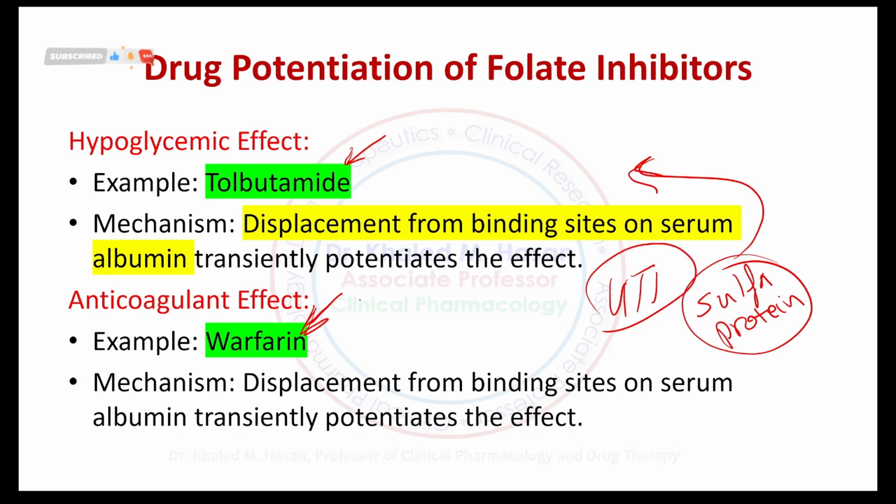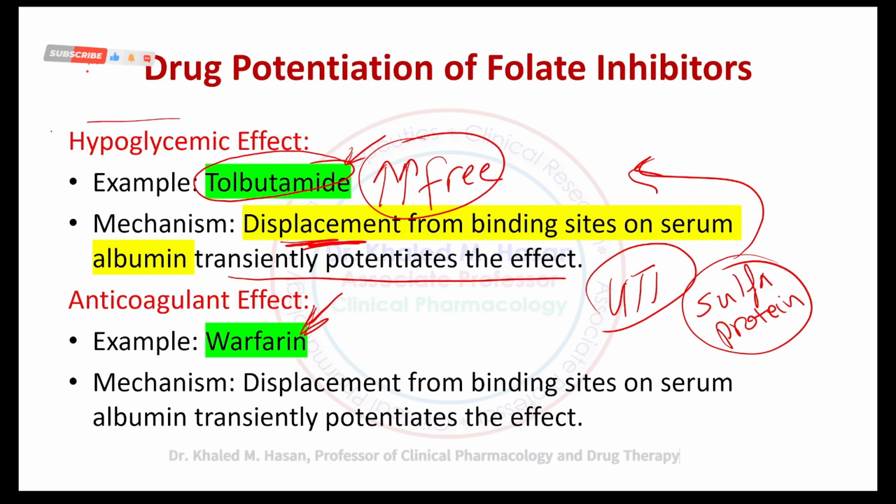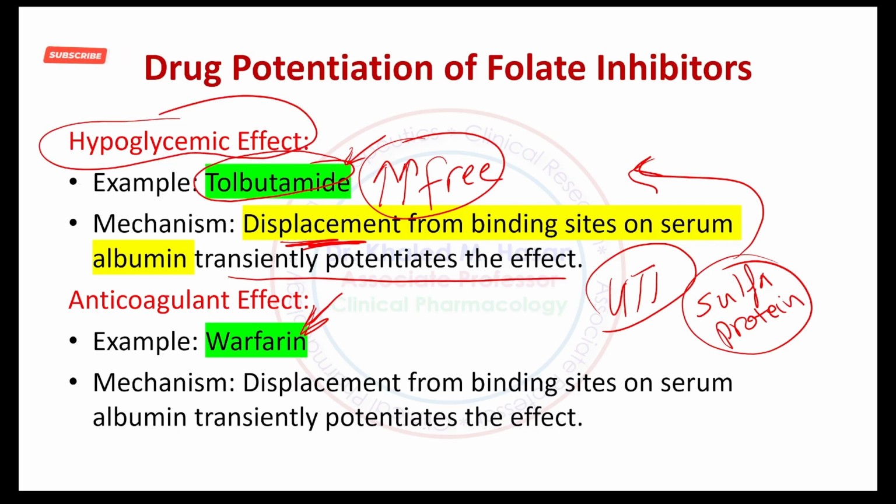So what happens here? If the patient takes an anti-diabetic medication such as tolbutamide, the sulfa medication will displace the tolbutamide from the binding site, making it free medication. This increases the percentage of free medication in the blood and potentiates the effect. The result will be a hypoglycemic effect. So the drug-drug interaction between tolbutamide and sulfa is displacement of tolbutamide from the protein, more free tolbutamide in the blood, and this leads to the hypoglycemic effect.